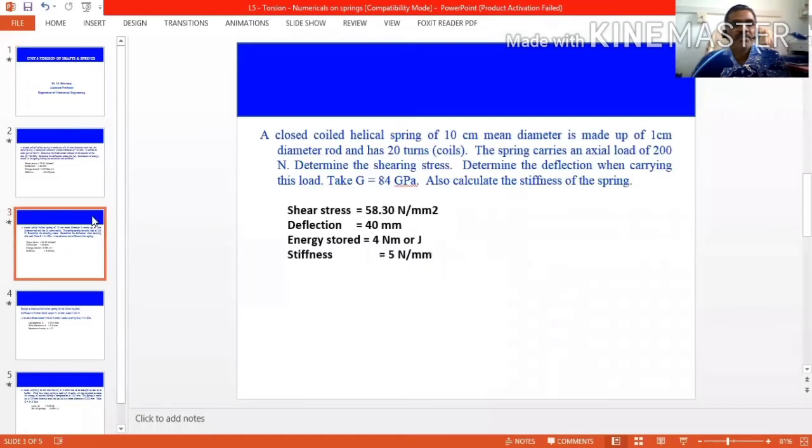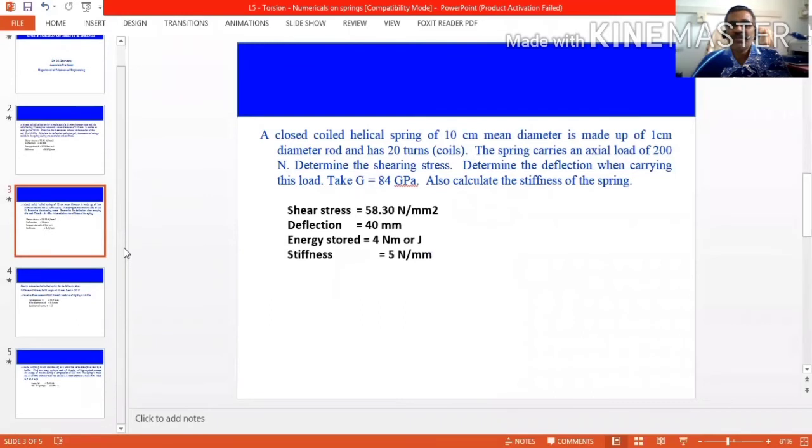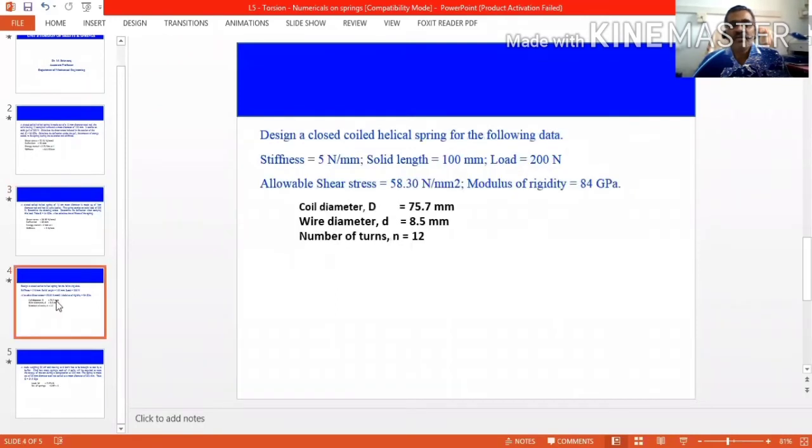Now this is the second problem. This is also almost similar to the previous problem. A closed coil helical spring of 10 centimeter mean diameter is made up of 1 centimeter diameter rod and has 20 turns. The spring carries an axial load of 200 Newton. Determine the shear stress and the deflection when carrying the load. Take G is equal to 80 gigapascal. Also calculate the stiffness of the spring. The shear stress, deflection, energy stored, stiffness. The same, we'll discuss this problem.